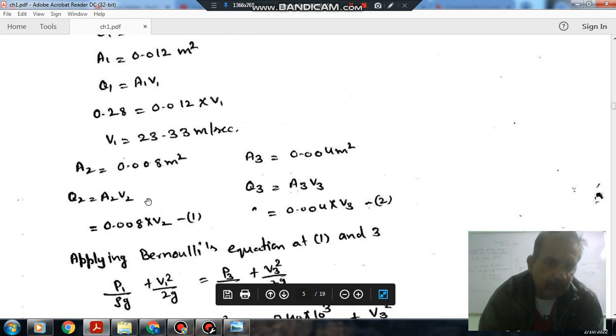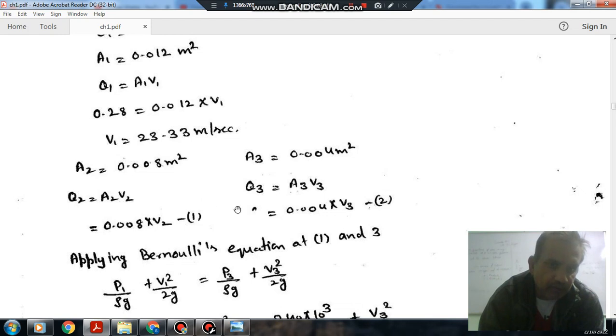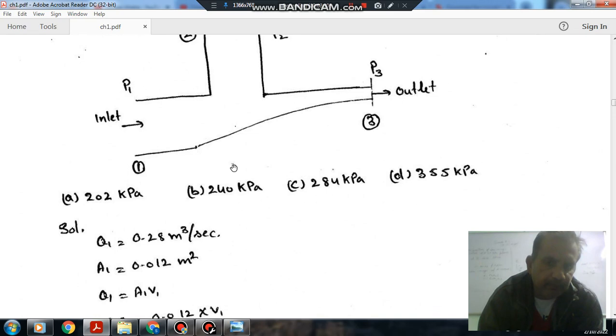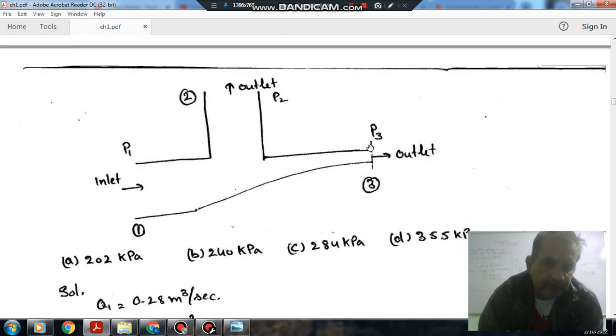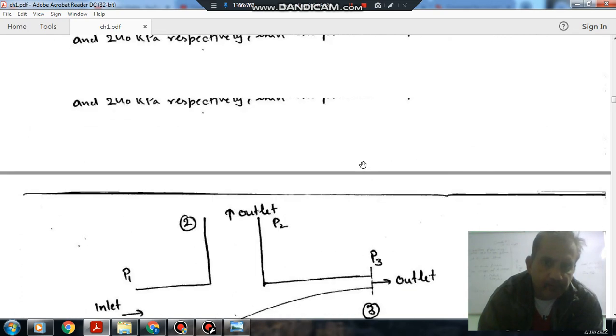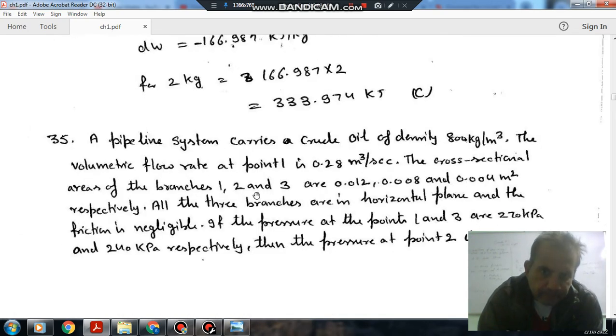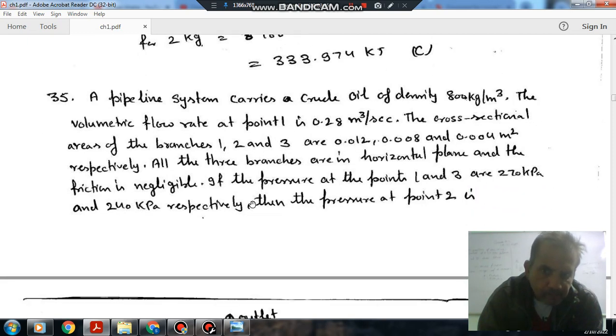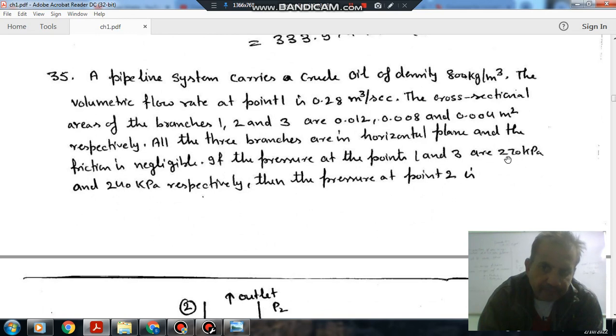Sorry, because Q2 and Q3 are unknown, we cannot find V2 and V3 directly, but we have the relationship between velocity and discharge, because area is given. Now applying Bernoulli's equation at 1 and 3, the pressures at 1 and 3 are given, that is 270 kPa and 240 kPa.